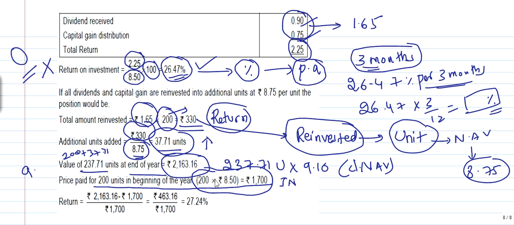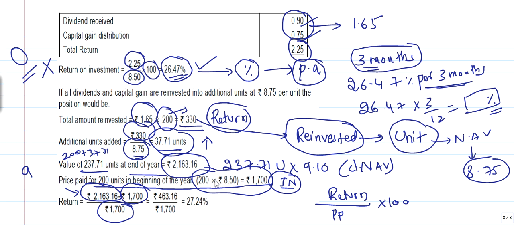Investment. Purchase price, total purchase price, what you get, what you invested. Divided by the same thing: total return divided by purchase price into 100. Return divided by purchase price, you will get the percentage return. So this is a very simple sum for 5 marks.